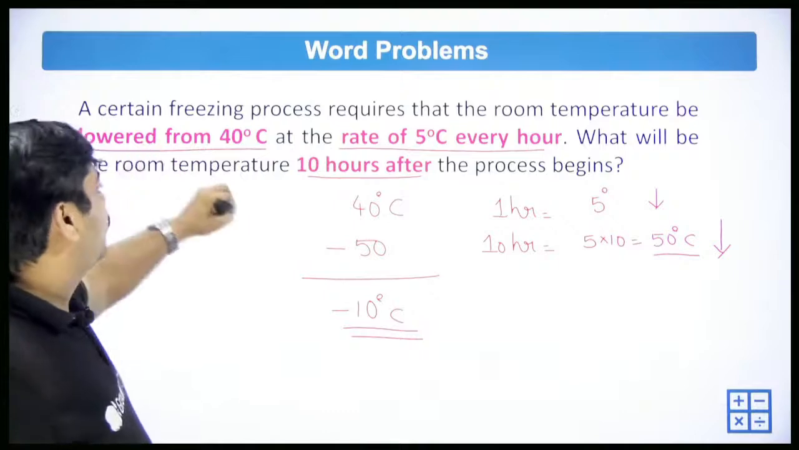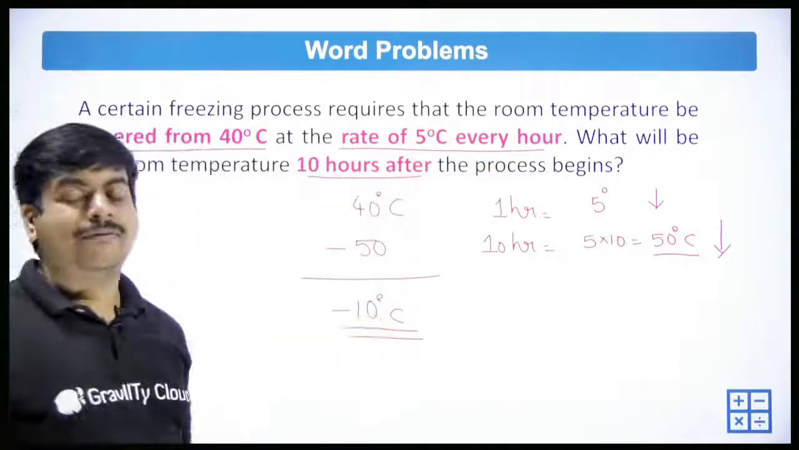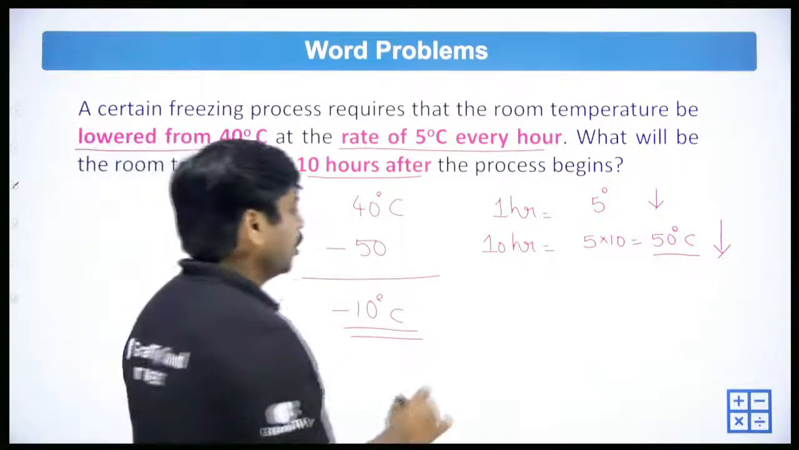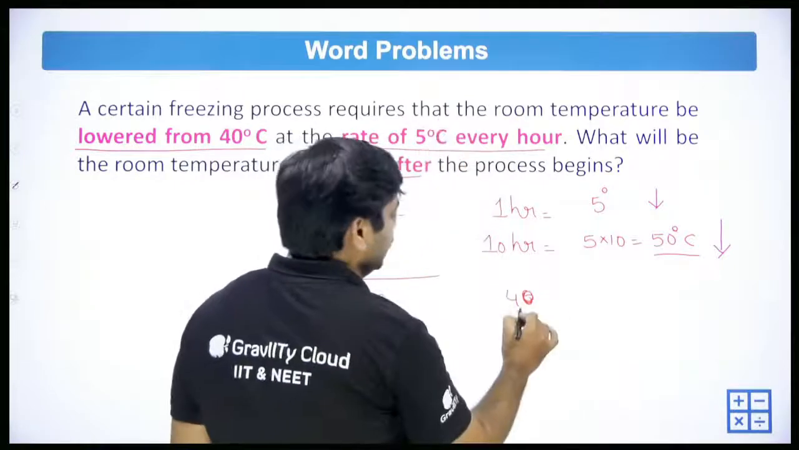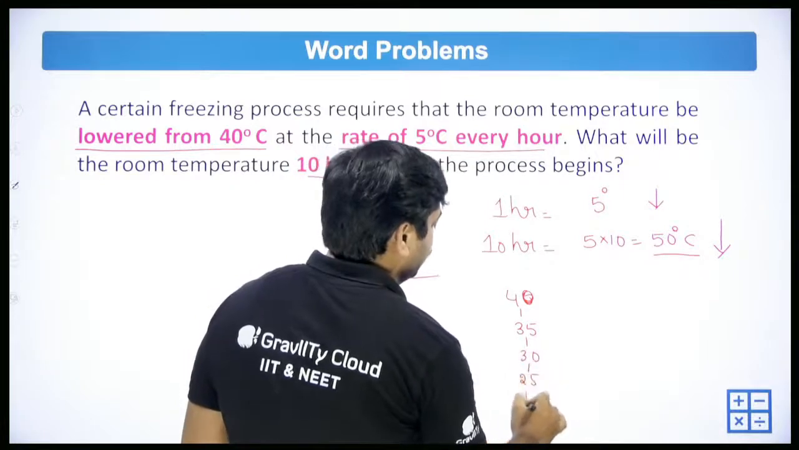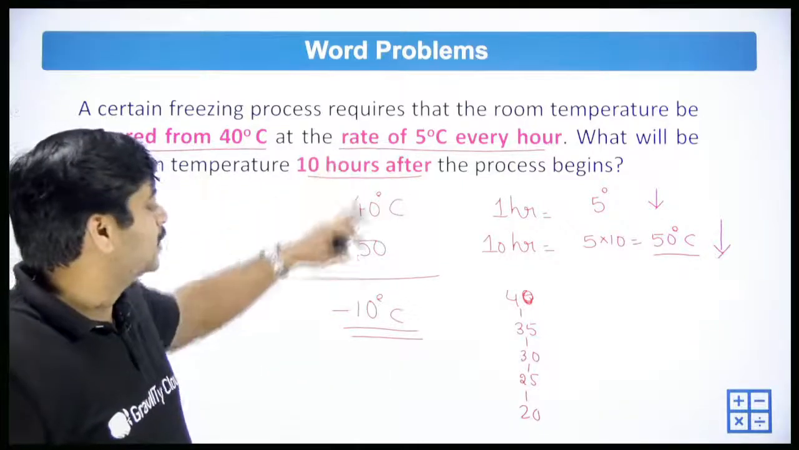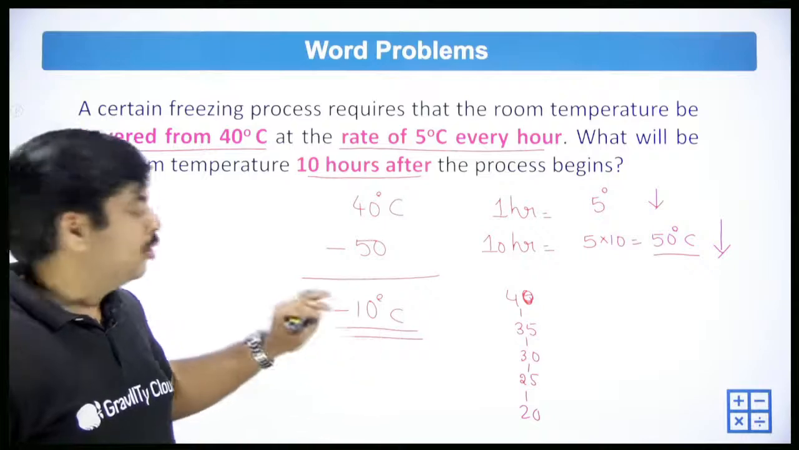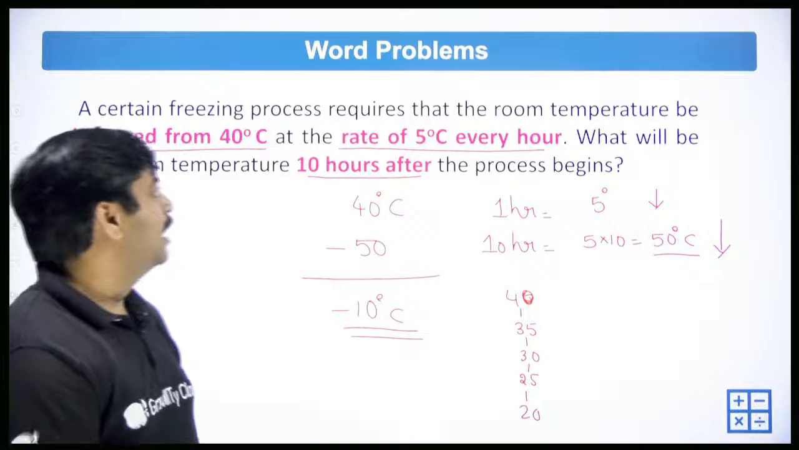What will be the room temperature 10 hours after the process begins? It will reach minus 10 degrees. It started at 40. From 40, after every 1 hour, if it is reducing 5 degrees, next it will go to 35, next 30, next 25, then 20, and so on. After 10 hours, you will be at a state of minus 10 degrees Celsius, right? Easy question. Let's move to one more question.